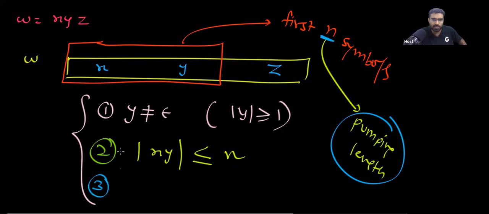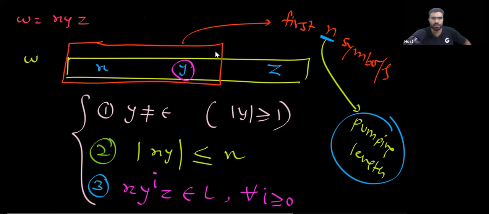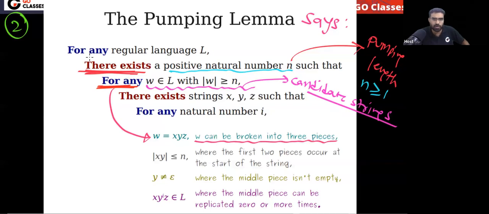Third, this Y we can repeat any number of times. So this XY^iZ will belong to L for all i greater than or equal to 0. So this is your property. For any regular language, there is a magical number, a pumping length n, such that for all candidate strings, what are the candidate strings?